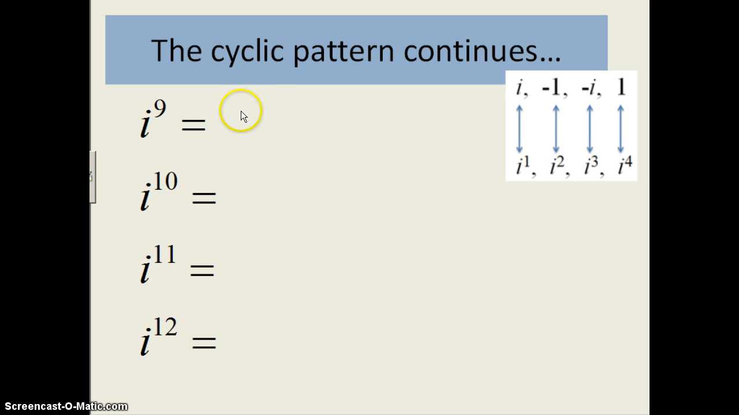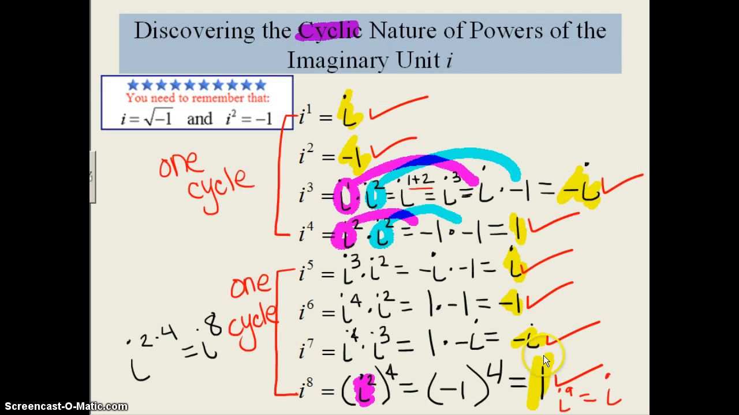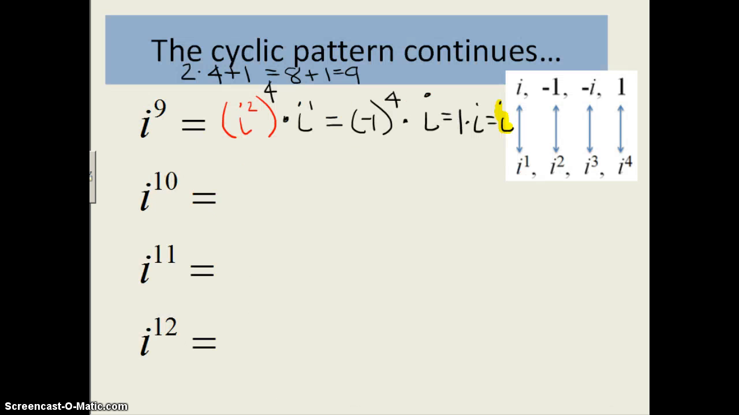All right, so let's look at i to the ninth. We can get i to the ninth by doing i squared to the fourth power, because that's 2 times 4, but then I need one more power, so I need to multiply that by i to the first, because that will give me 8 plus 1, which will give me the power of 9. So i squared here is -1 raised to the fourth power, and then I have times i. -1 to the fourth power is +1 times i is i. And that's our final answer. And that is what we predicted for i to the 9th over here.